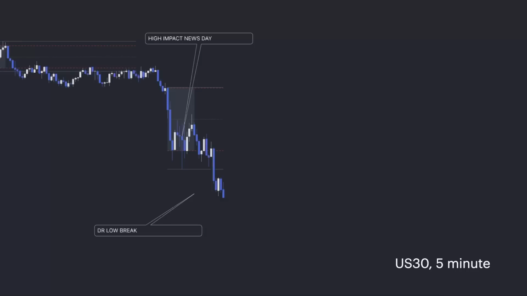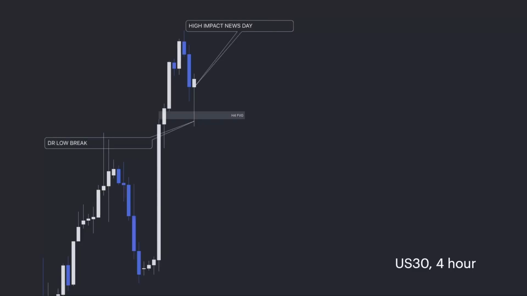Next example, US 30 5-minute chart. We have a break of the low, also on a high impact news day. The news hit here, and then later in the day, just like the other examples, none of these are at the time of the high impact news. It's just later on in the day. Clearly, we have a clean break below the low. If we zoom out to the 4-hour, we can see that we've generally been bullish, and price has just come down, wicked into this 4-hour fair value gap.